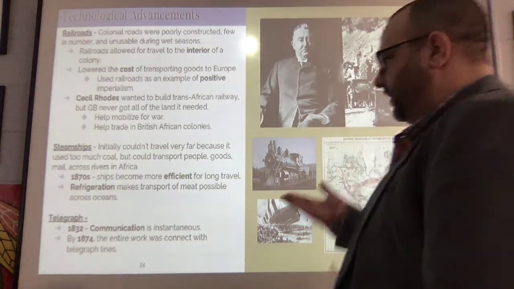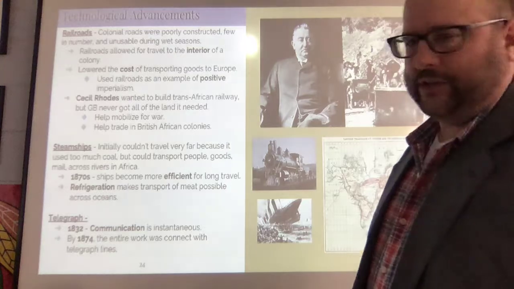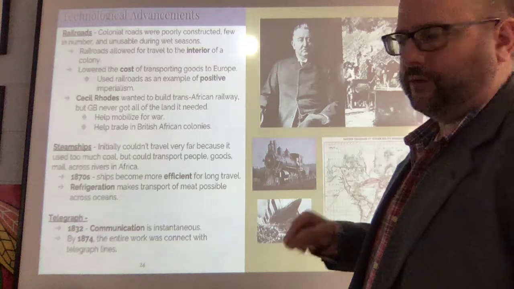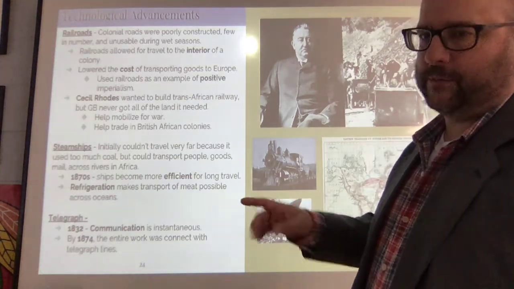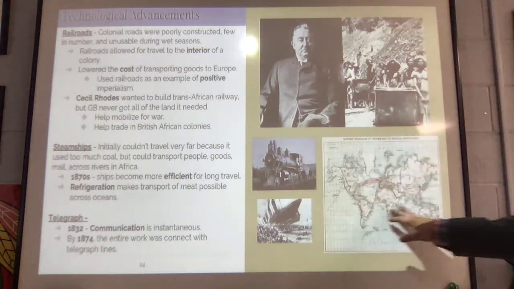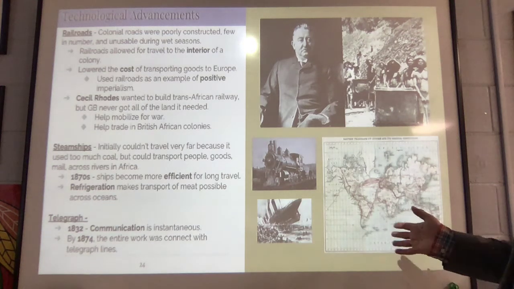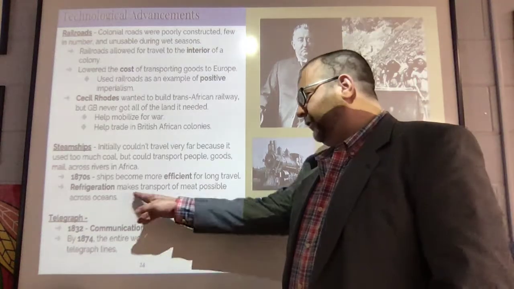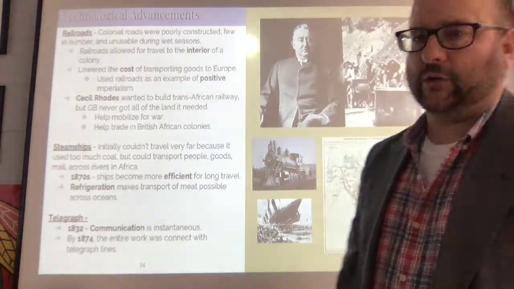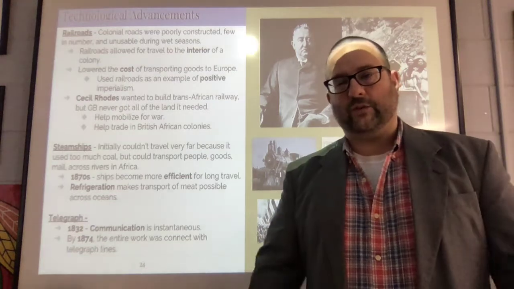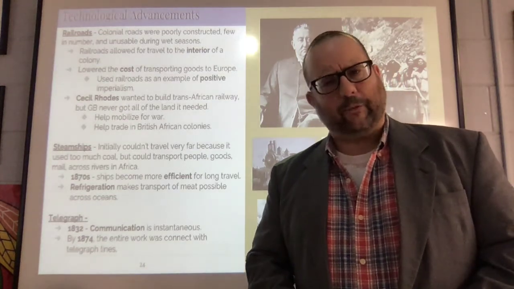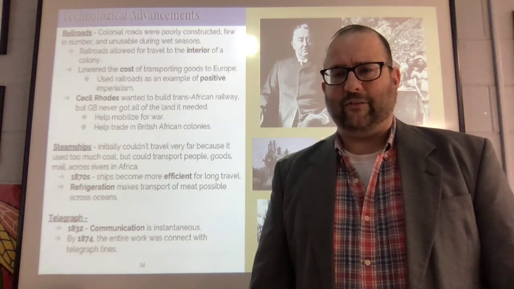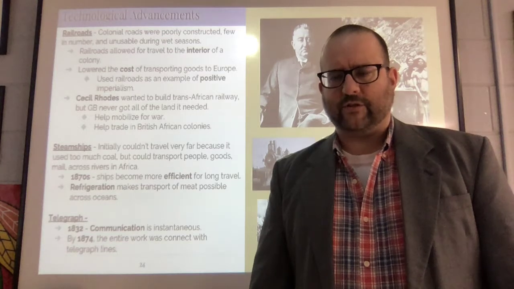Steamships. Initially, the steamships couldn't travel very far because they use way too much coal, but they could transport people, goods, mail, and everything across rivers in Africa. So you wanted to see steamships for river travel more so than oceanic travel. But in the 1870s, ships start to become more efficient. Refrigeration makes the transport of meat possible across oceans. So no more curing it with salt. They now have cold meat available. That was a strange thing to say.